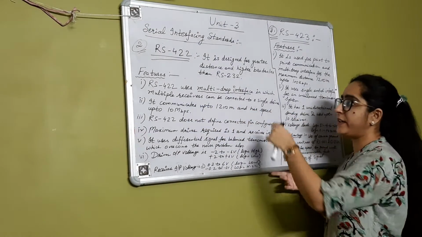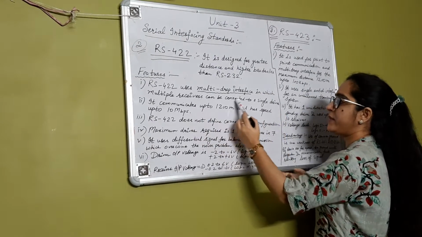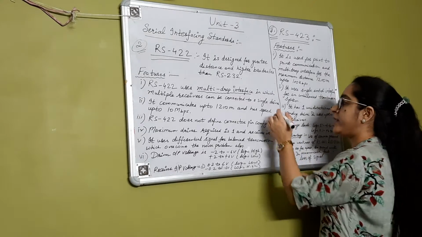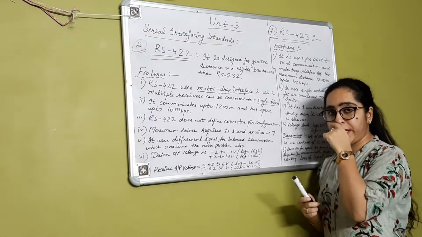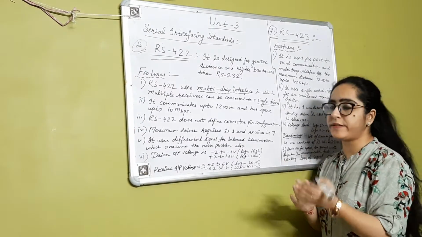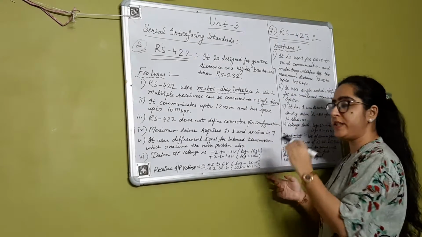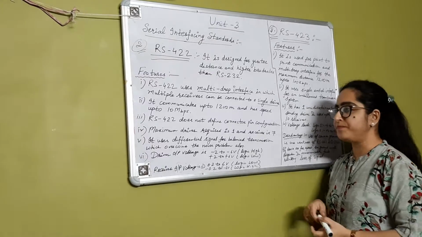This is the advantage over RS-232, in which multiple receivers can be connected to a single driver. Through a single transmitter or a single driver, multiple receivers can be connected, whereas in RS-232 only a single receiver was connected. That was a disadvantage which has been overcome by RS-422.